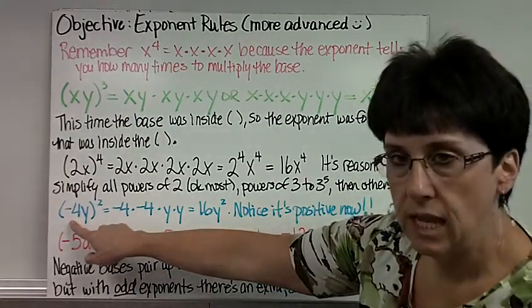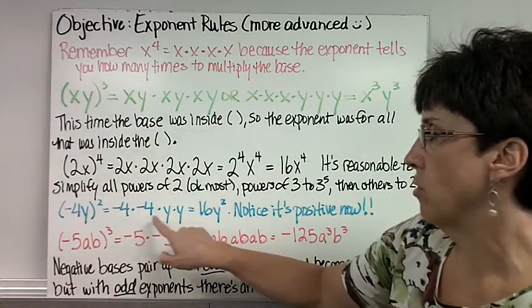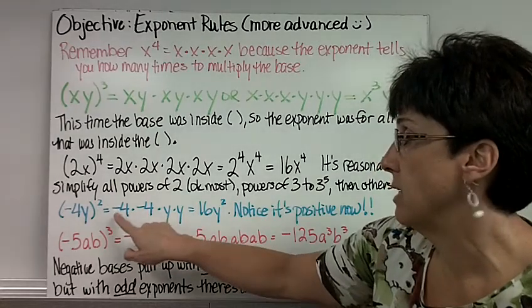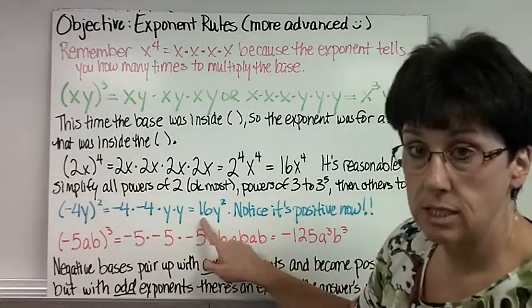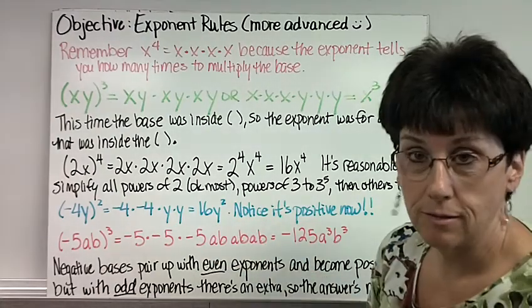The quantity of negative 4y squared. So I have 2 negative 4's and I have 2 y's. I wrote this together this way so you could be reminded that negative times negative is positive. So positive 16y squared. Notice it's positive.